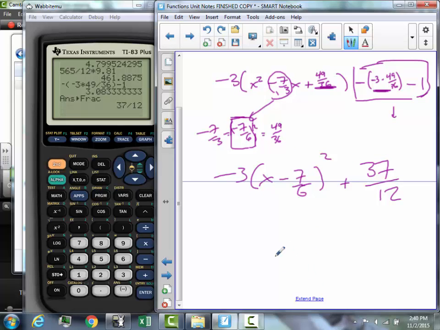So all of that tells us the vertex is at 7 over 6, comma 37 over 12. Whatever those are as decimal numbers. If you can do that, you can do pretty much anything.